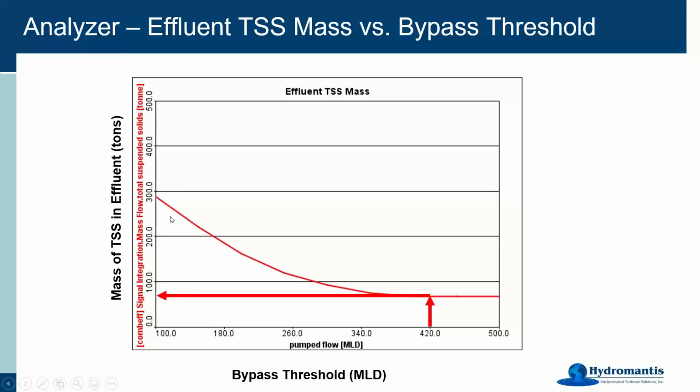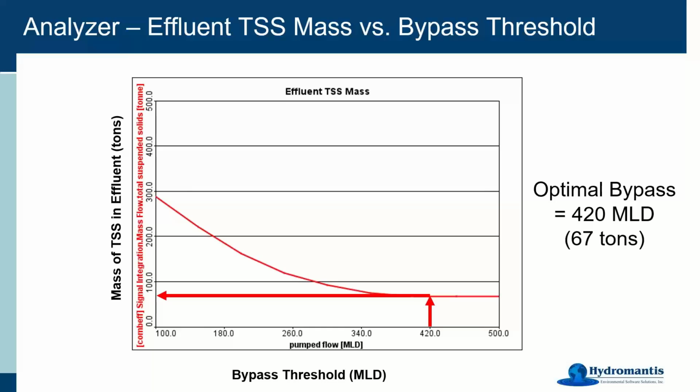So anything over on the left-hand side here, you're going to have very high solids in your effluent. So what ended up being was that, basically 420 was the optimal point, and anything to the right of that was exactly the same number. So at 67 tons of solids. So it's interesting analysis. If you base your optimal point of bypassing on solids, it's going to give you one number. And if you base it on ammonia, it's going to give you a different number. So maybe you need to go somewhere in between.